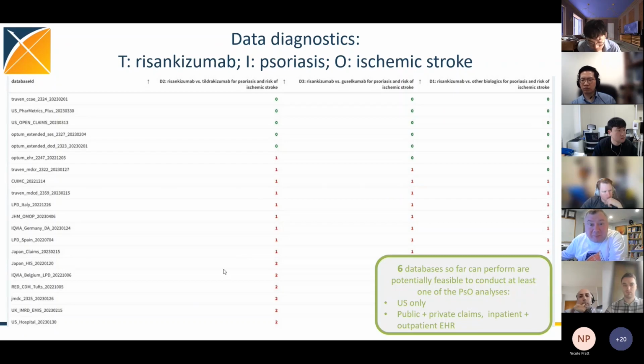So it's really exciting to see how many databases were able to be evaluated, and for us to be able to use this tool to determine which databases are potentially fit for use and which ones may not have the necessary required elements to move forward.